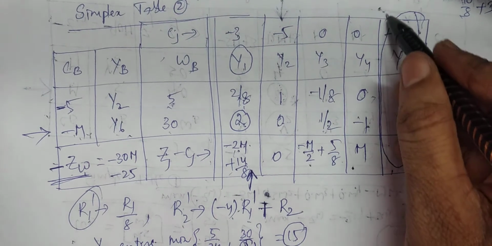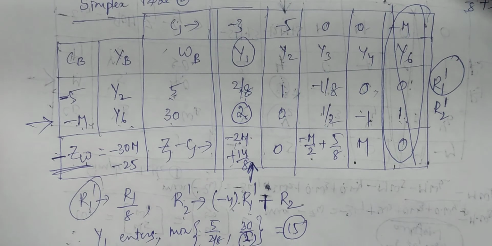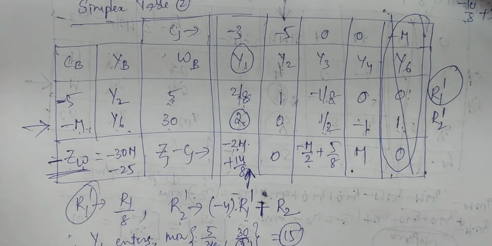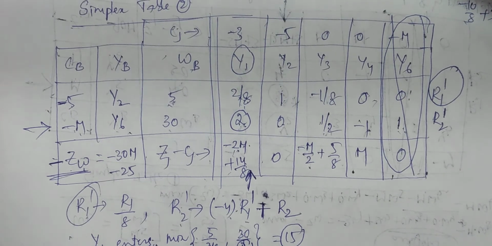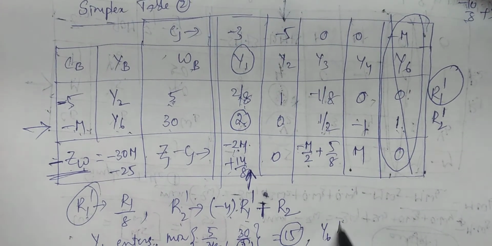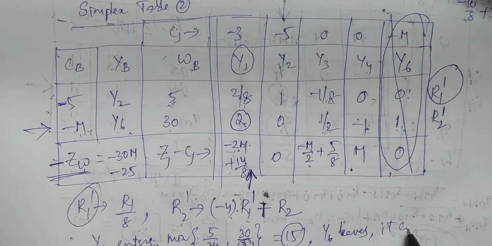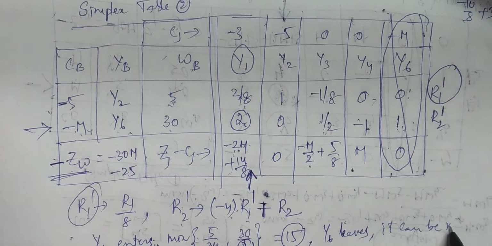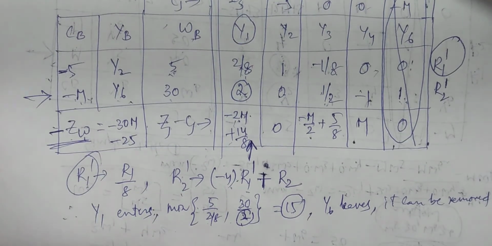No problem. But as per my procedure, I am deleting the vector y6. Because y6 is an artificial vector, it leaves the basis. You write down here: y6 leaves the basis. Hence, it can be removed from the entire simplex table.